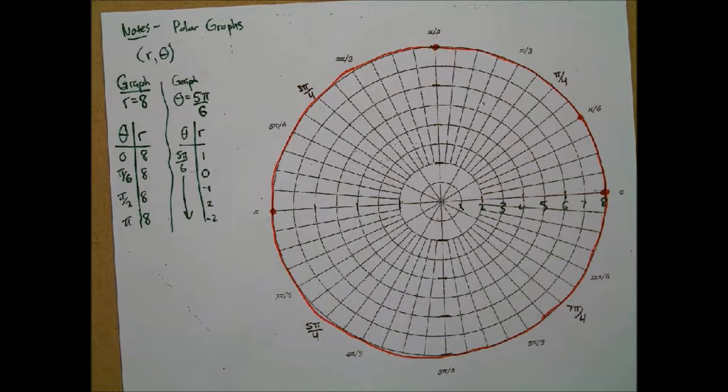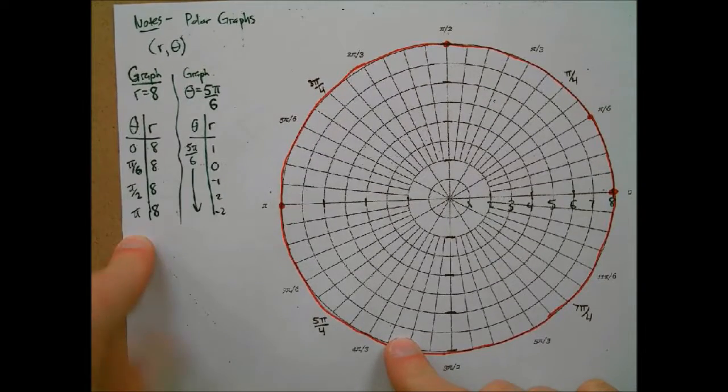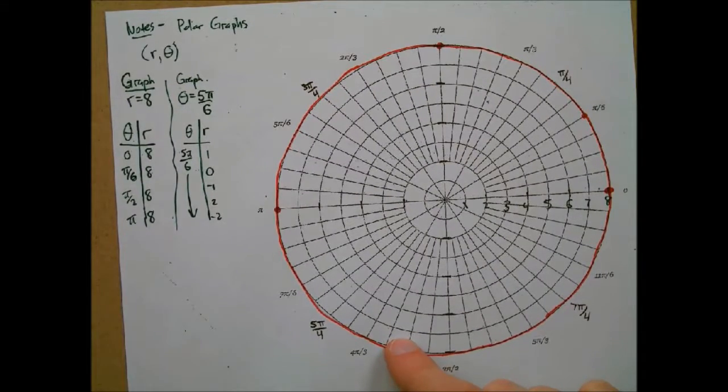The basic plotting that we do for these points is you locate the angle first, and then you go out that many rings according to the r value.